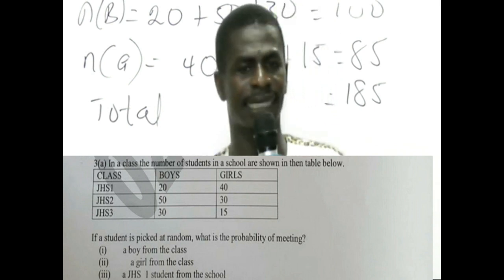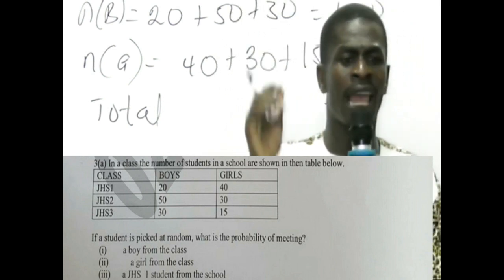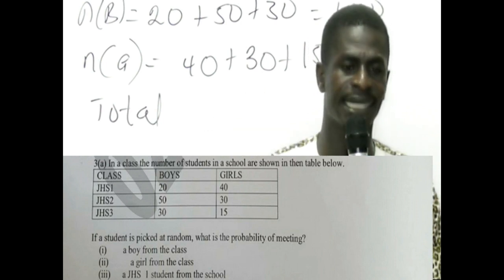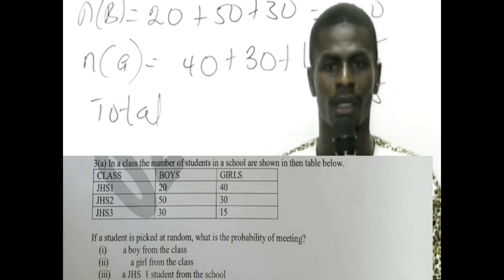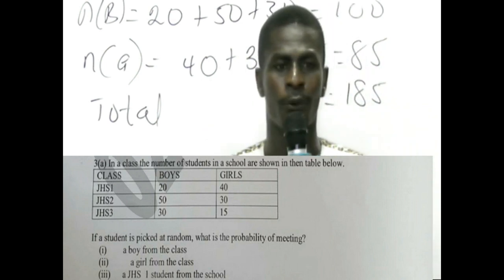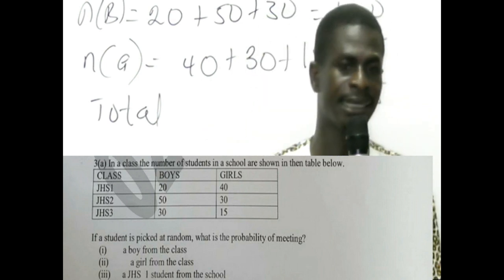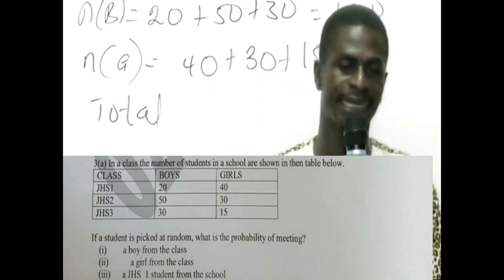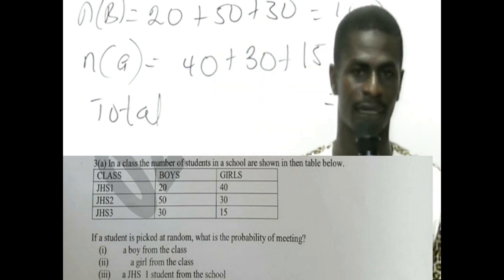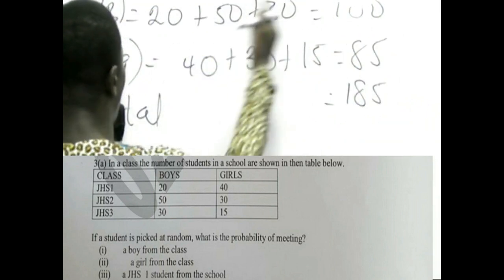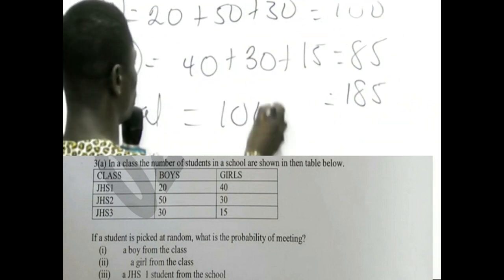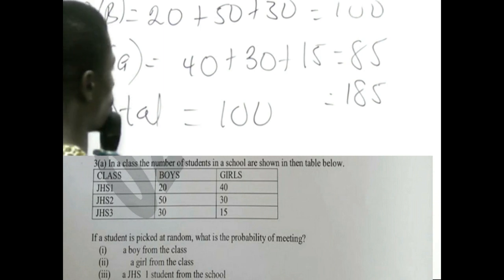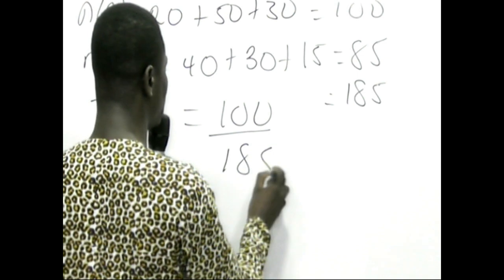Now, we say that if a student is picked at random, what is the probability of meeting a boy from the class? So if we want the probability, we are simply going to pick the number of boys divided by the total number of students in JSS 1, JSS 2, and JSS 3. And from here, our number of boys, they are 100, and then divided by the total number of people in the class, which is 185.